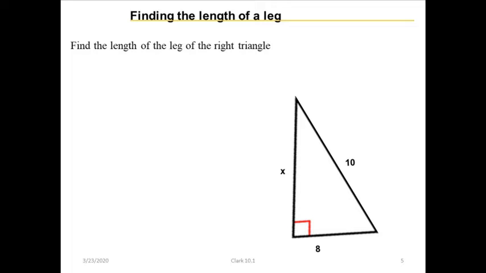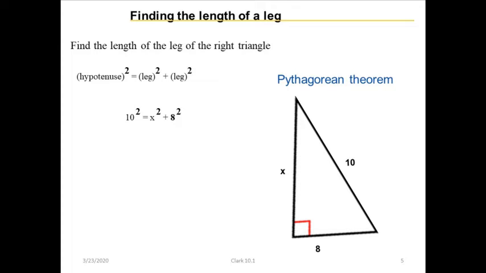So again, using the Pythagorean theorem, the square of the hypotenuse is equal to the square of the leg plus the square of the other leg. Substitute the given that we have in the right triangle into the Pythagorean theorem. We will have 10 squared equals x squared plus 8 squared. Simplify both sides. We will have 100 equals x squared plus 64.